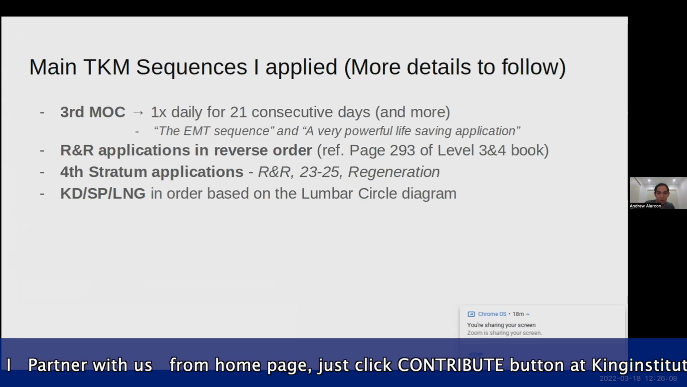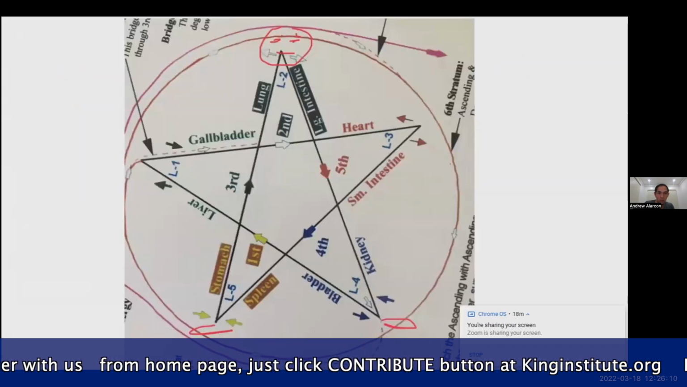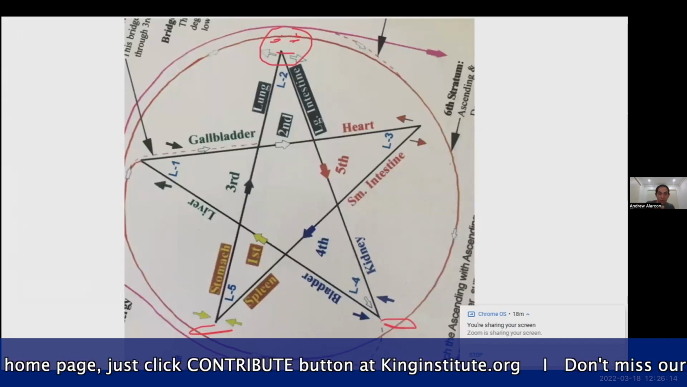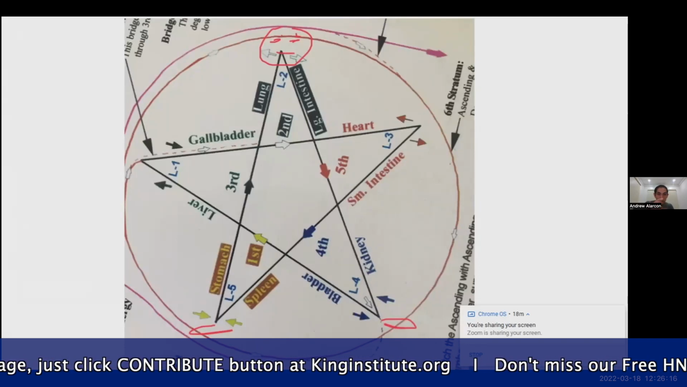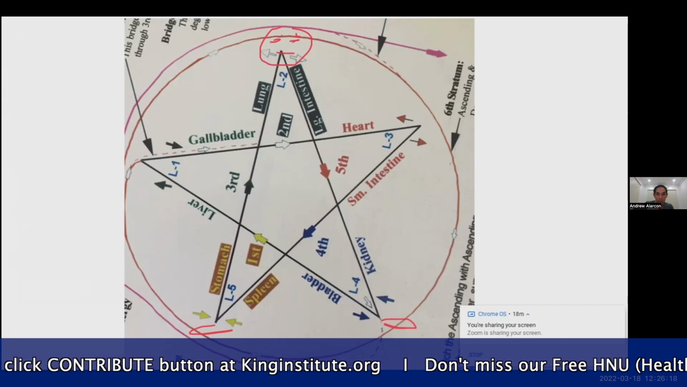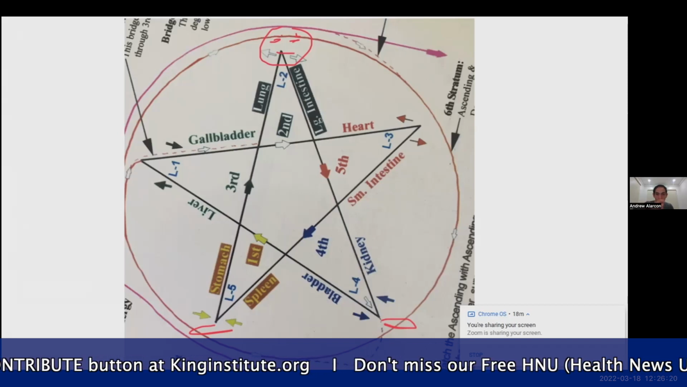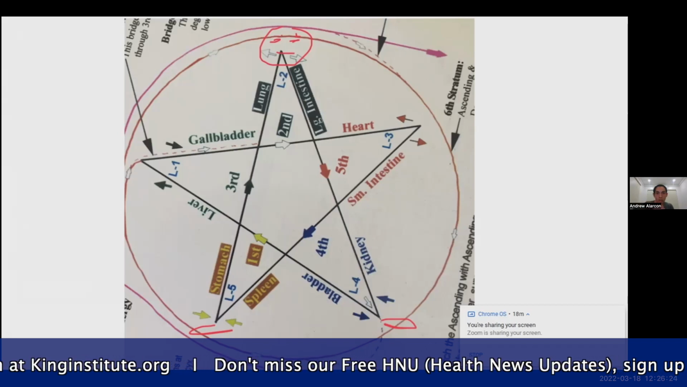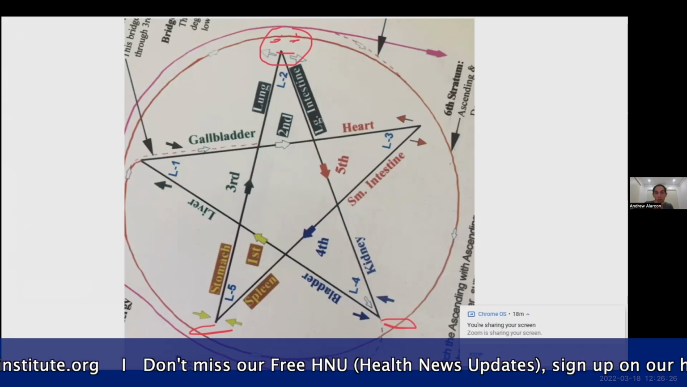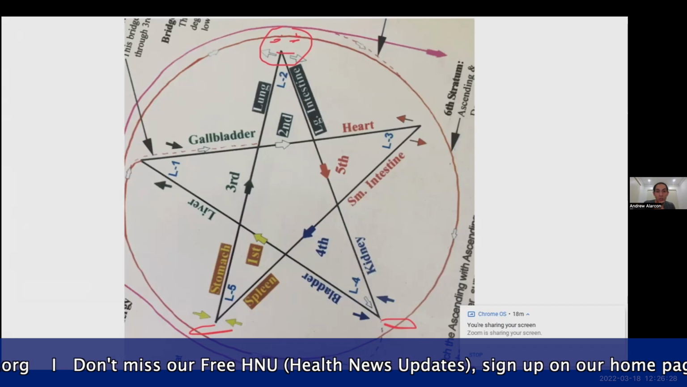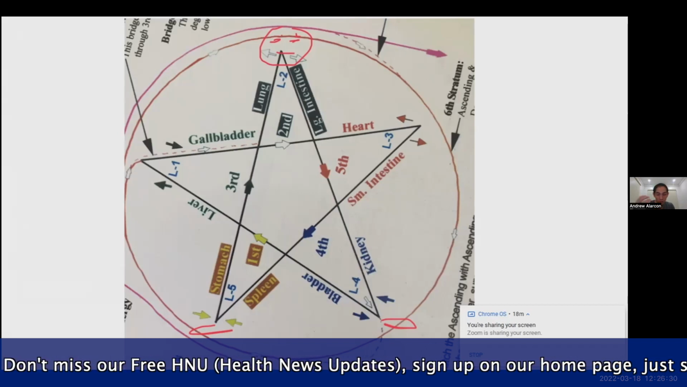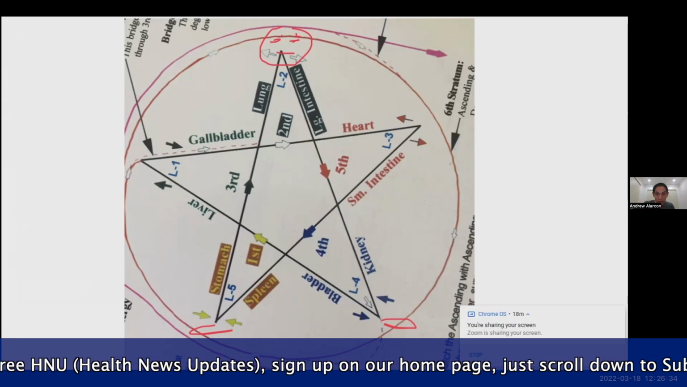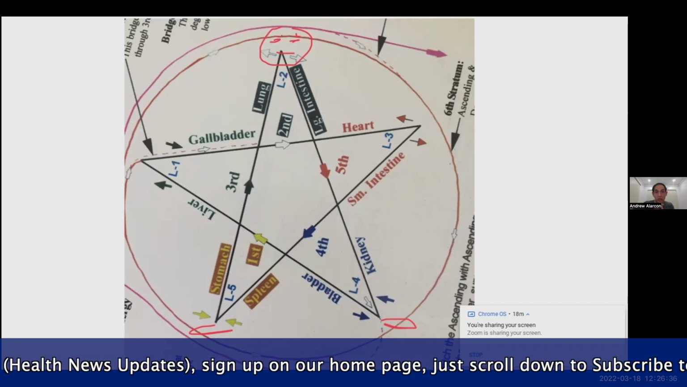So if you're familiar with the lumbar star, I just wanted to show you this. I just took a picture of one of Dr. King's charts with the lumbar circle. You'll find this star inside the circle. And what you do, depending on the project that you're working on, in this case, we were working a lot on second stratum because, of course, that's the root of cancer, and it's a dysfunction in second stratum.